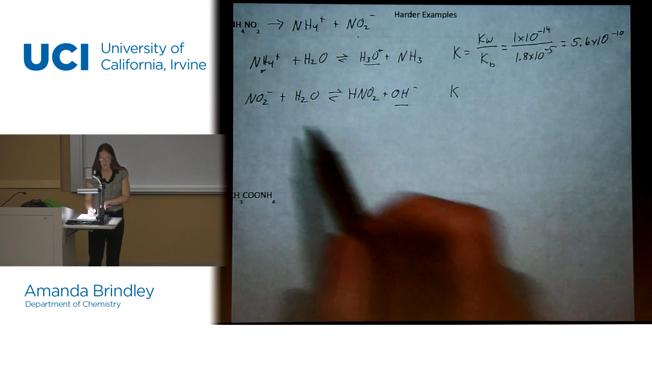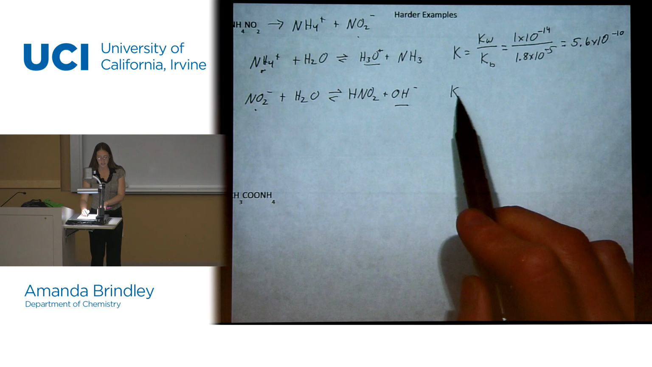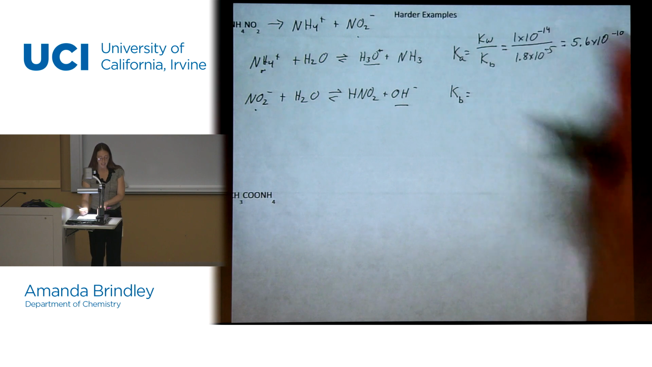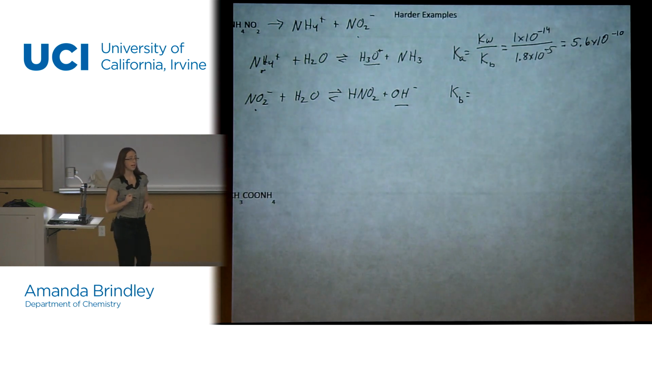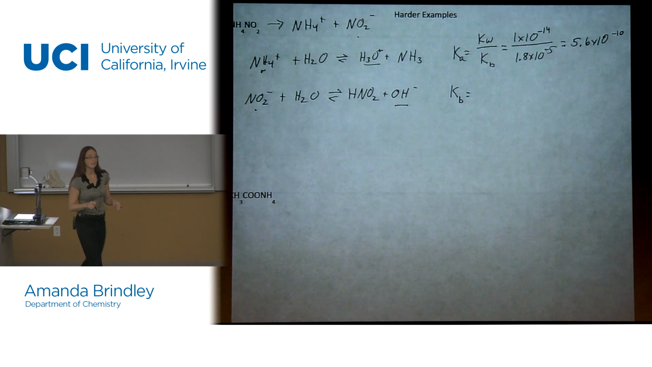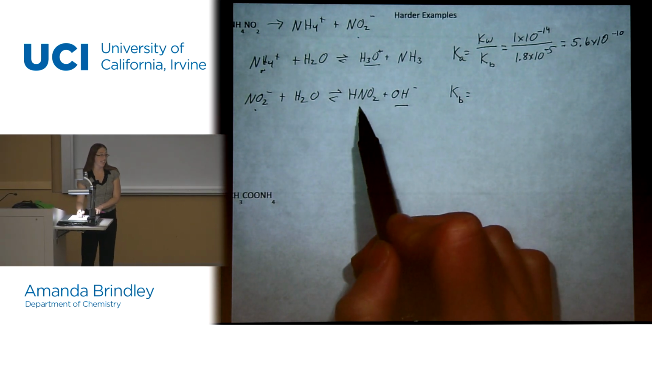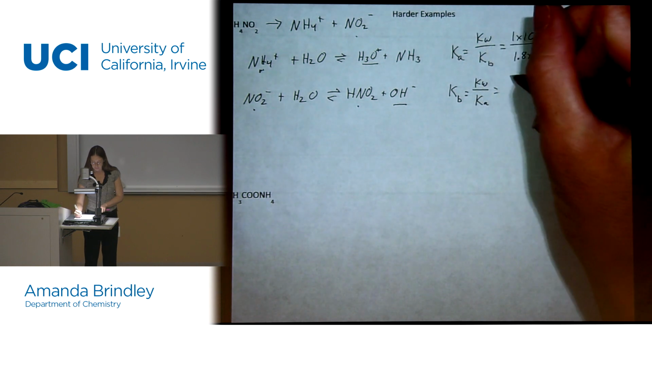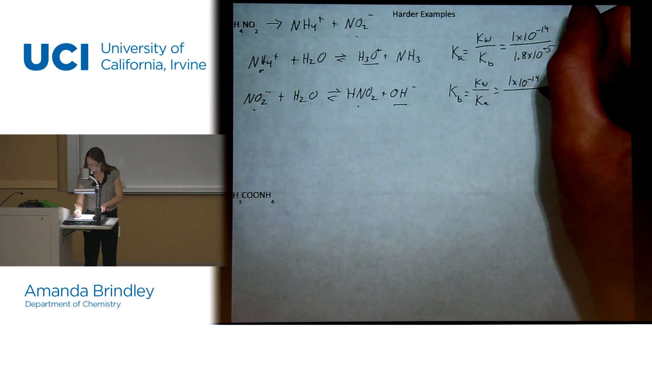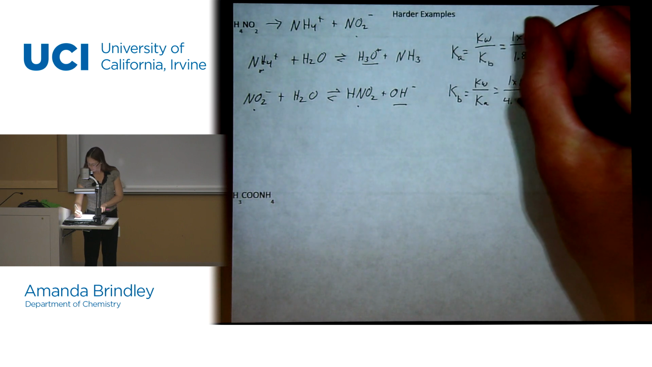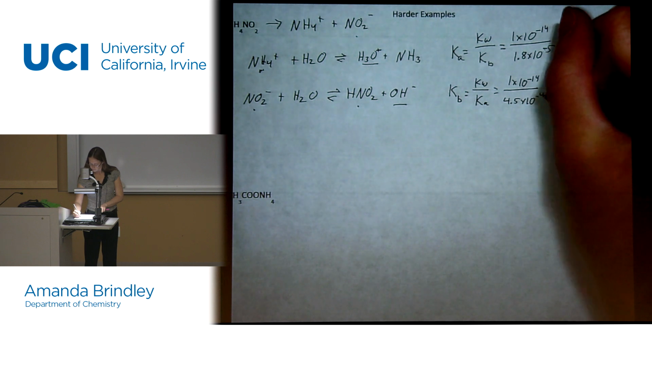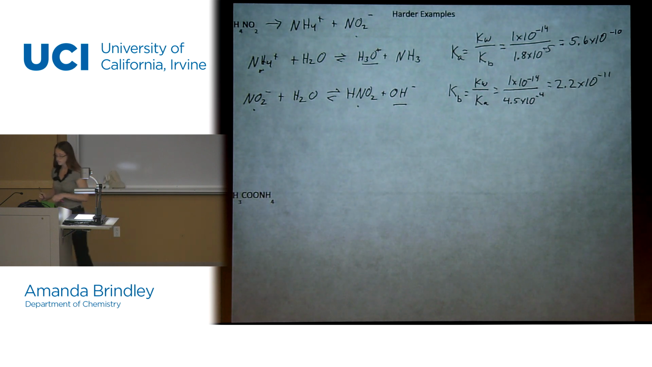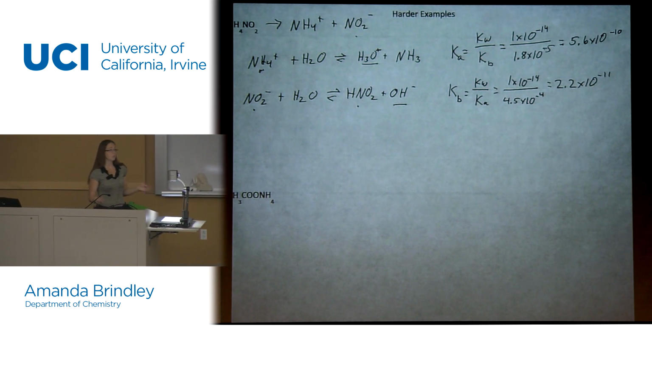Similarly, you go to look up what do you need here, Ka or Kb? You need Kb, and you go to look up the Kb for NO2-, and you don't find it. What do you find? You find the Ka of this. No big deal. You just do Kw over Ka. And the bigger one wins.